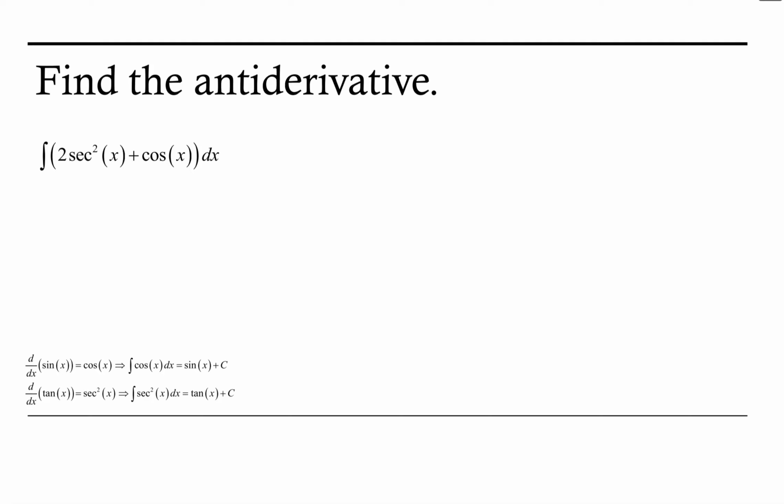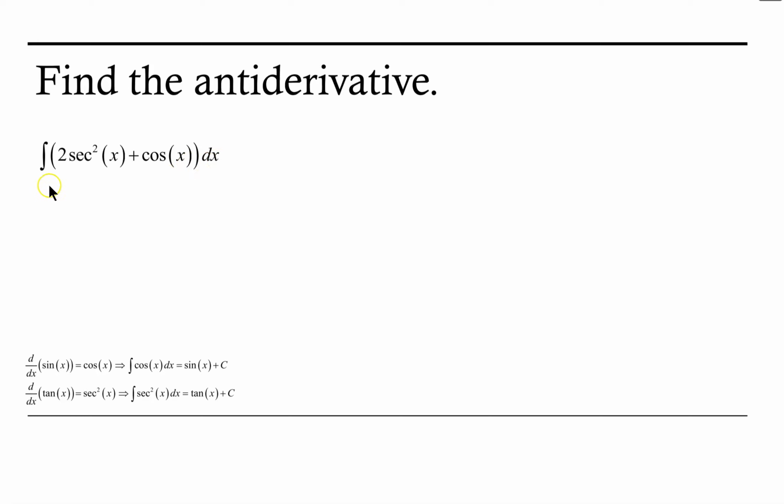Welcome. Let's take a look at finding the antiderivative of a function that involves trigonometric functions. So here we have the antiderivative of 2 times secant squared of x plus cosine of x dx.